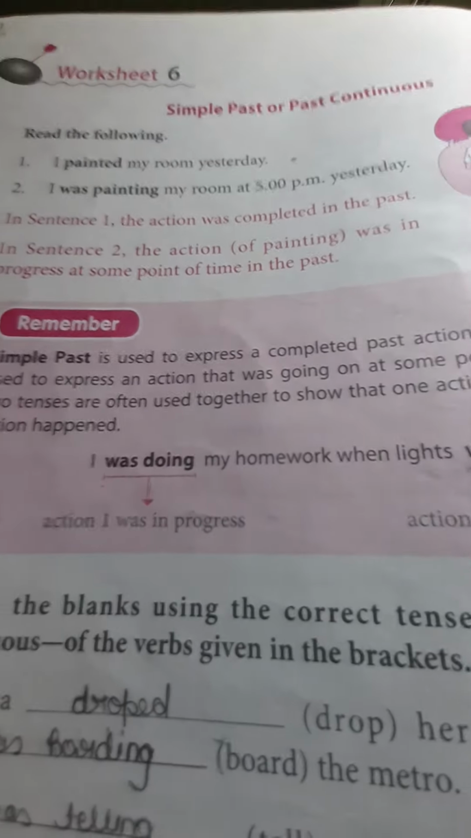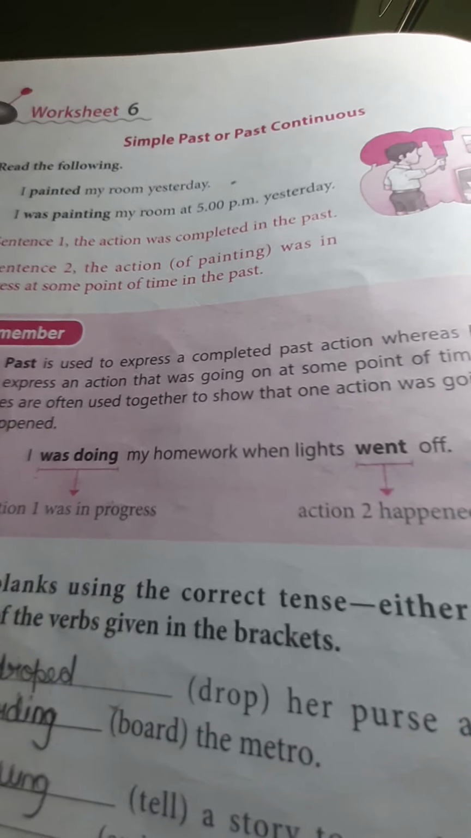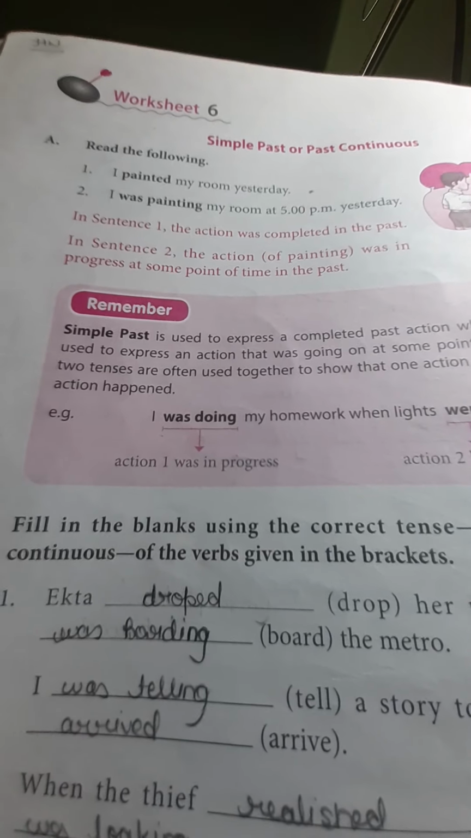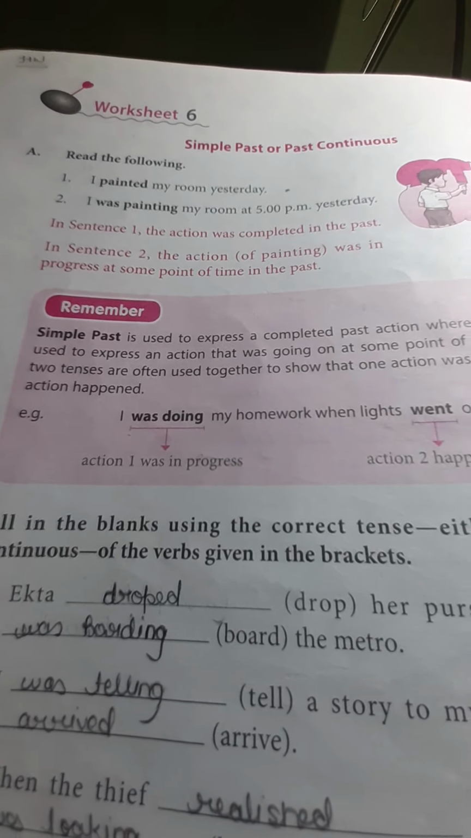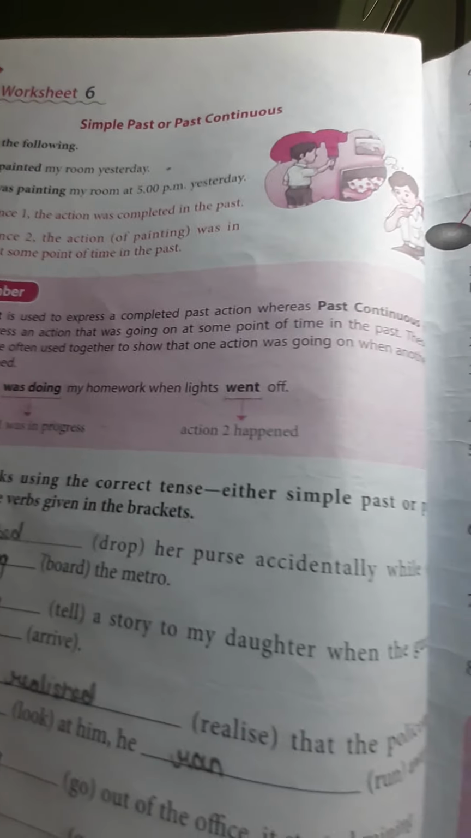Again, there is a Remember box. Remember, simple past is used to express a completed past action, whereas past continuous is used to express an action that was going on at some point of time in the past. So completed and going on, this is the main difference.